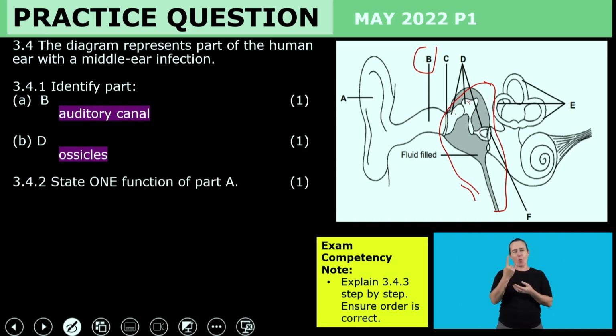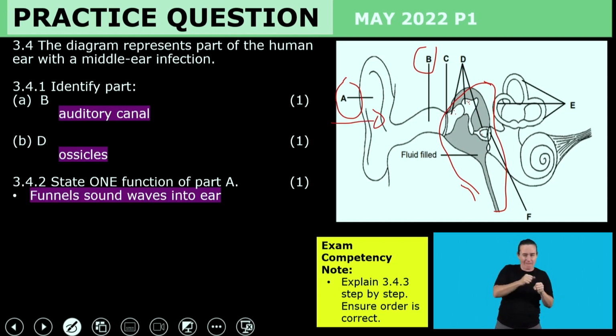342, state one function of part A. So you check part A. What is part A? It is the pinna of the ear. What does it do? When sound enters the ear, it lands here. And then the function is, it funnels or traps sound waves from the outside into the ear. Funneling or trapping is the same thing.